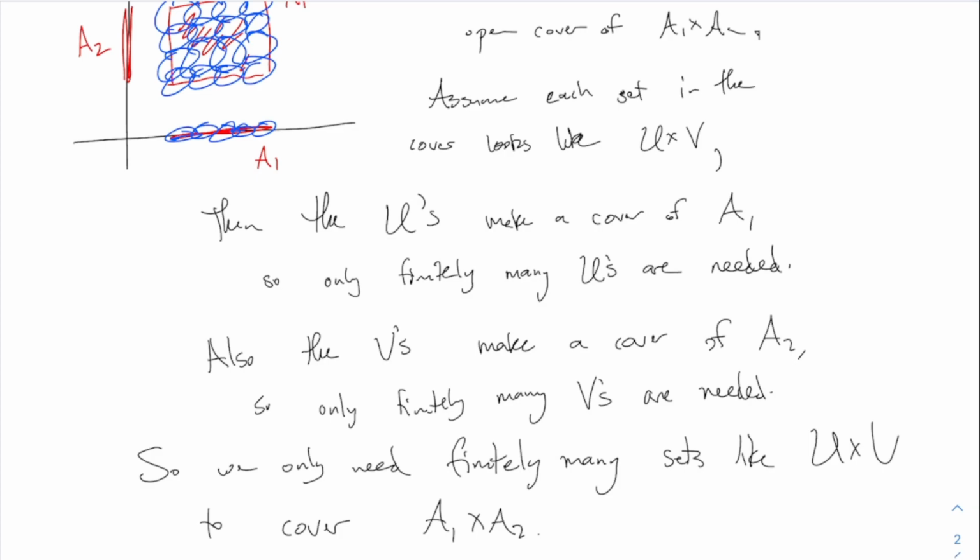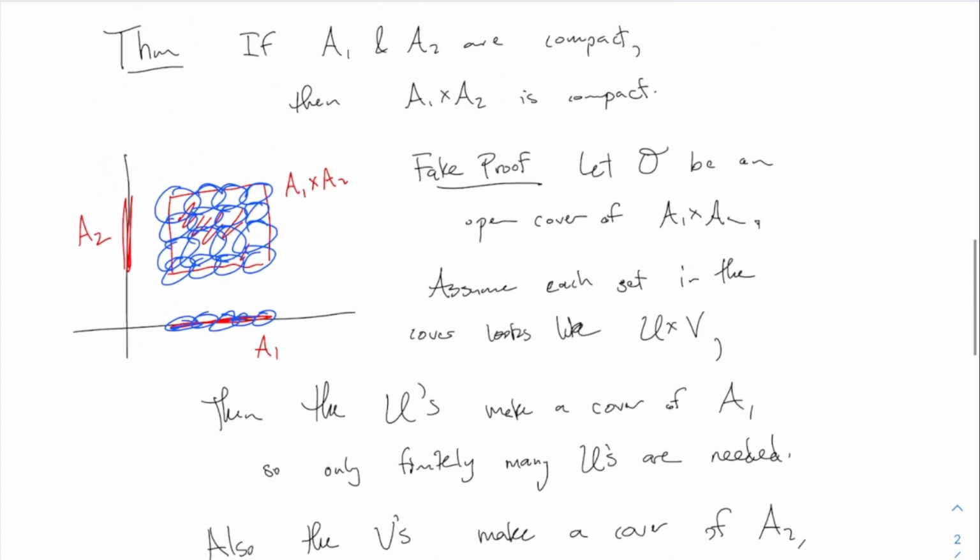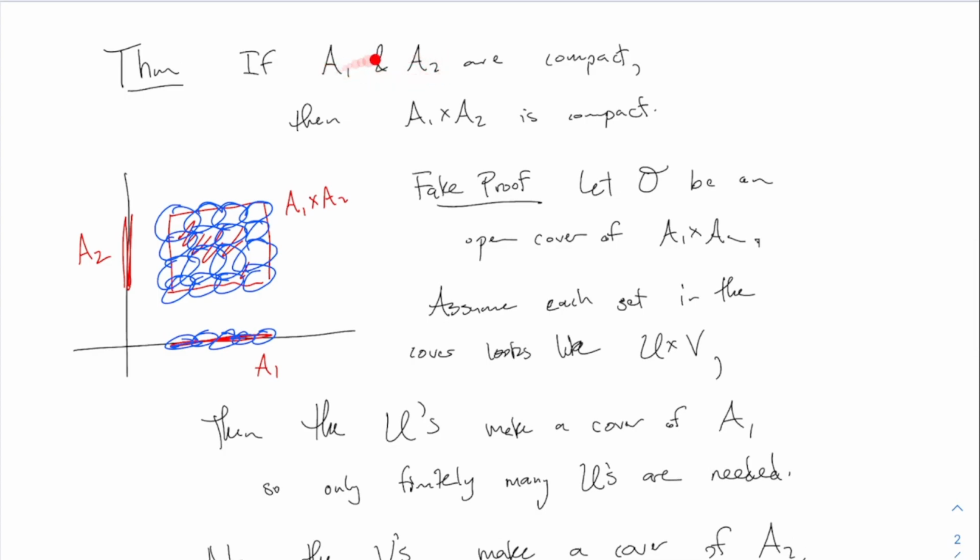So anyway, it is a true fact. If you have two compact sets, then the product is also a compact set. This even works for infinitely many, a product of infinitely many things. Those are very weird, but it's still a true fact. Any thoughts about that?